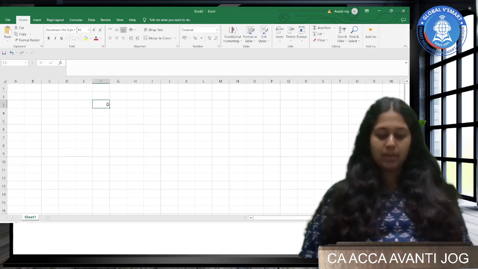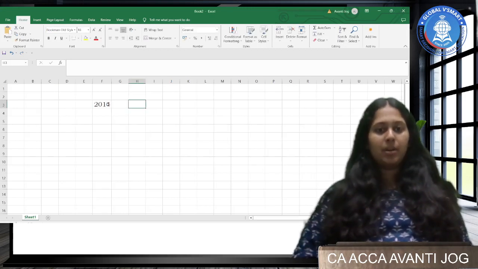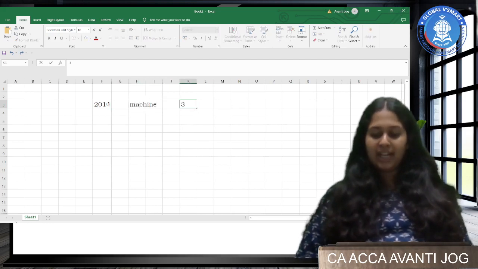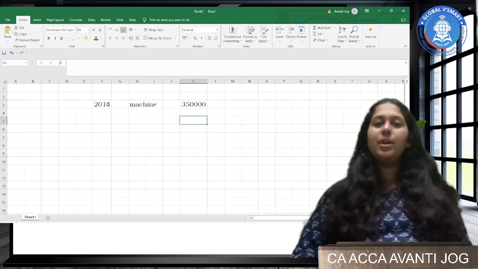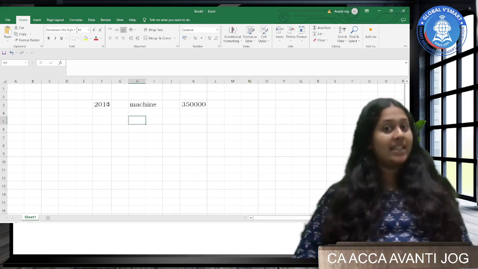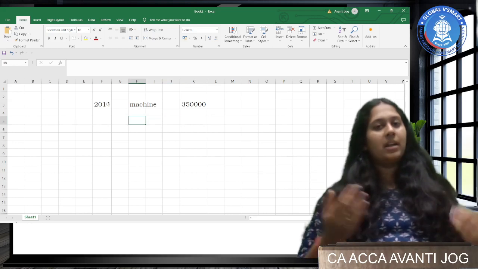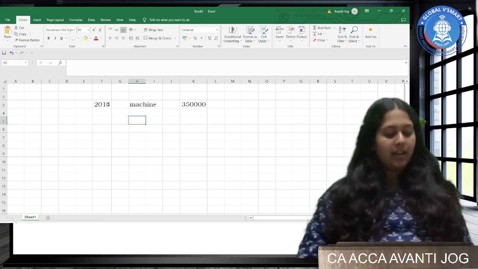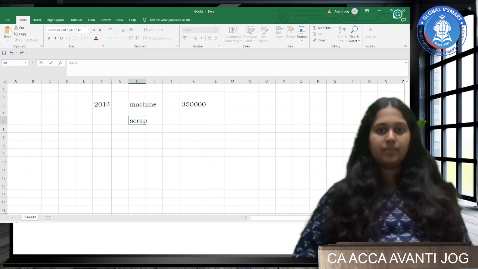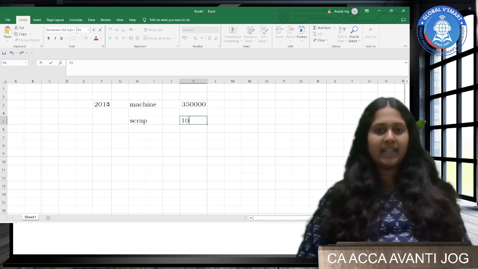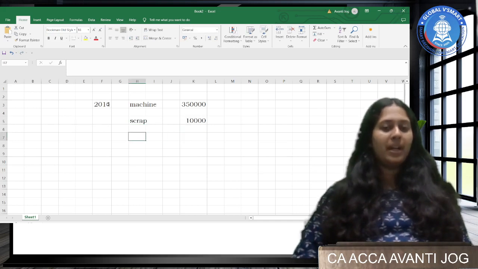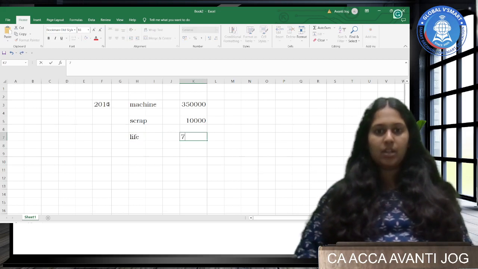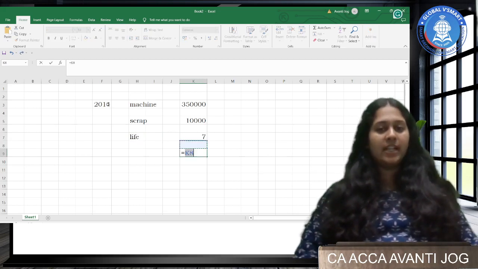For example, in 2014, I purchased a machinery for 3,50,000. I'm going to recognize it at 3,50,000 itself. No change. Doesn't matter what the market value is. I'm going to recognize it at 3,50,000 itself. Now the scrap value is, let's say, 10,000. And I am going to depreciate it over a useful life of 7 years. So obviously, how do I find out? It's an SLM method.